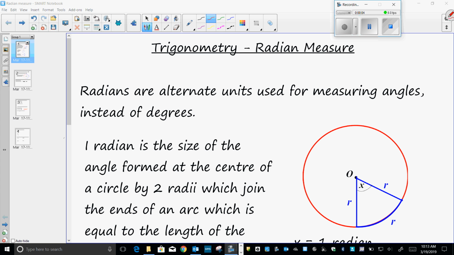Trigonometry. First up, we need to start talking about radians. Do you remember, up until this point, whenever we've been using our calculator, at GCSE we always say check the mode of your calculator, change it to degrees. The reason being is that there is another measure that you could use, and that's radians. And that's going to give you a whole different answer. Radians are alternate units used for measuring angles instead of degrees.